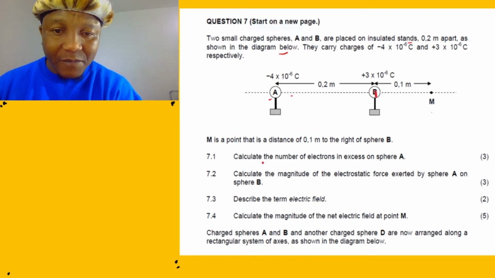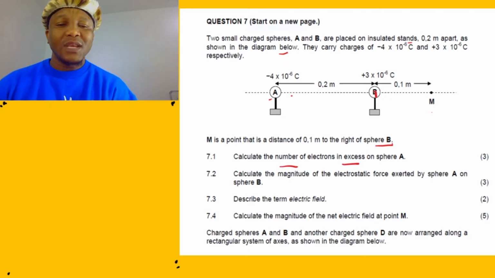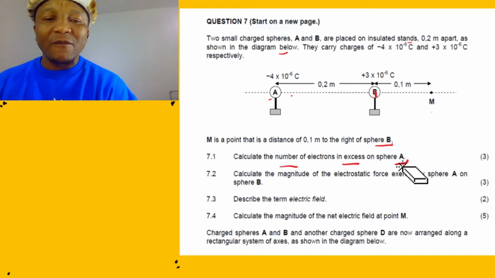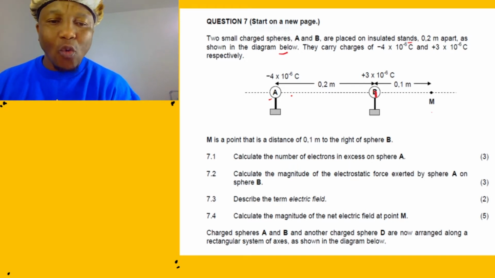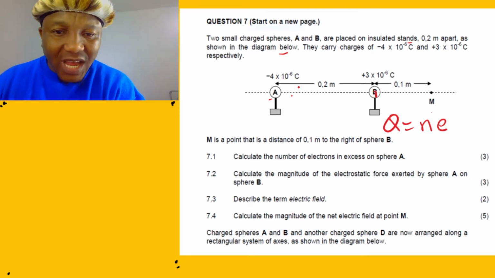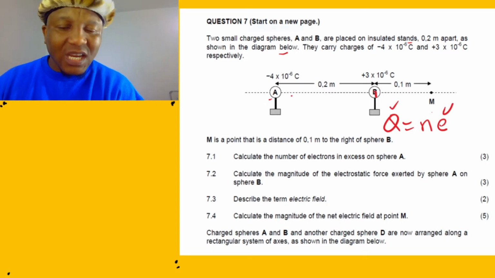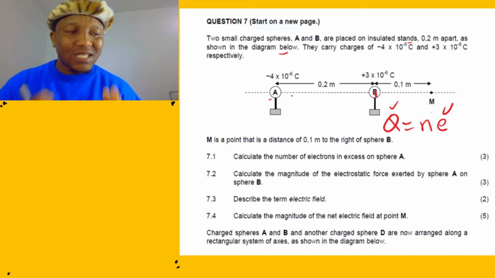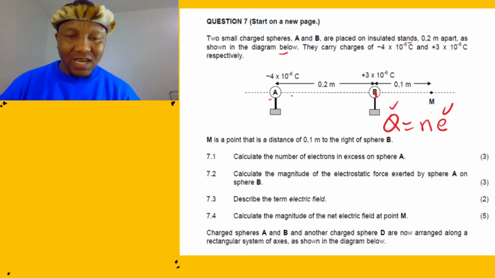Now they say calculate the number of electrons in sphere A. To get the number of electrons is very easy, a very simple question. You need to know that quantity of charge equals the number of electrons times the electron charge. We know the charge of an electron is always constant: -1.6 times 10 power -19. You have to memorize this.